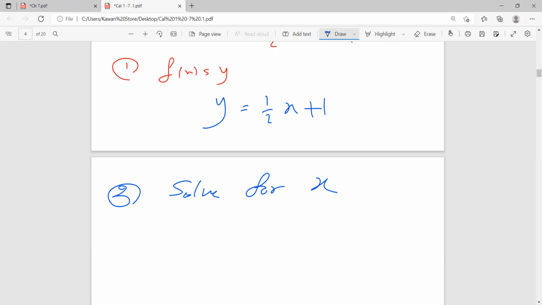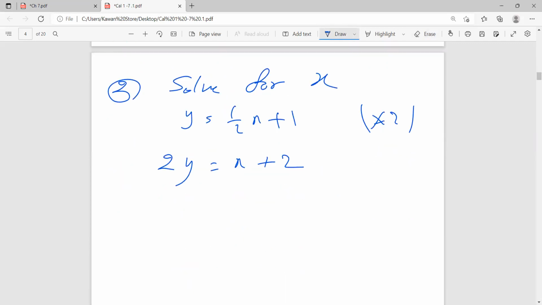Exactly. Now we solve for x in terms of y, right? Now I'm going to change it. How? y is equal to 1 over 2x plus 1. Am I right? I'm going to multiply by 2, so I get 2y equal to x plus 2. Am I right? Now x is equal to what? 2y minus 2.